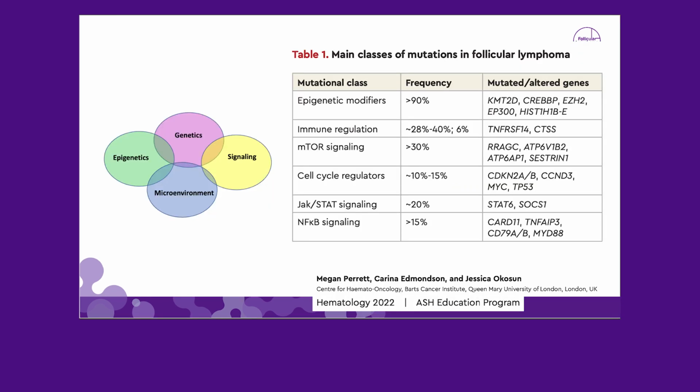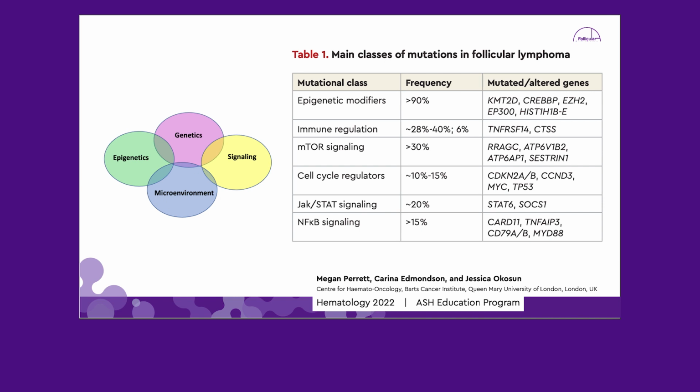So we have the BCL2 immunoglobulin gene, but as we already heard, it's important, but probably not sufficient. So you need additional mutations. And the era of next generation sequencing now teaches us a lot about the common mutations in follicular lymphoma. So in the majority of cases, you'll find mutations in epigenetic modifiers. Then there are mutations in immune regulators, mTOR signaling, JAK-STAT signaling, NF-kappa-B signaling, and cell cycle control.